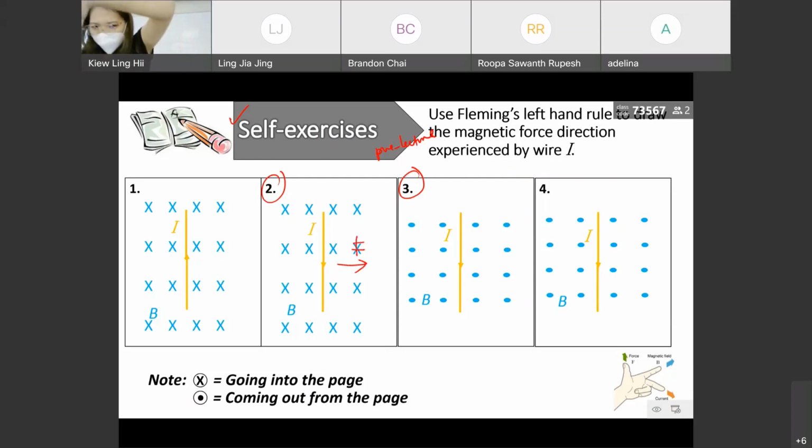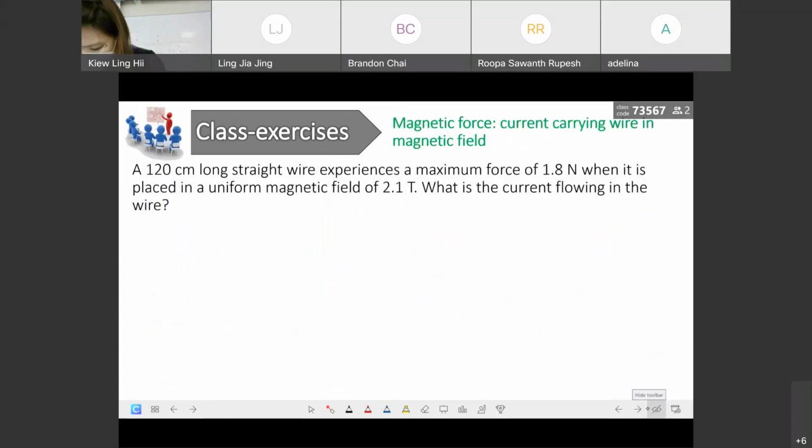Again, I downwards, B coming out from the screen, so turn your hand. Where does your thumb show? To the left. Okay, so this one you can play around. So let's go through this question.